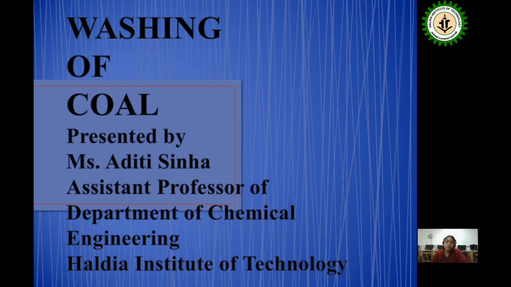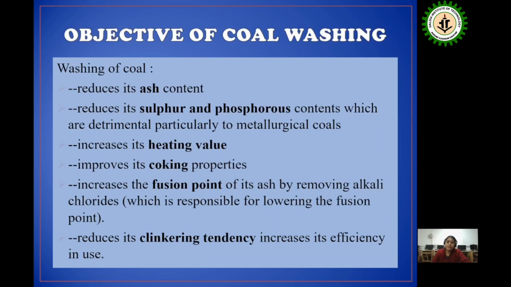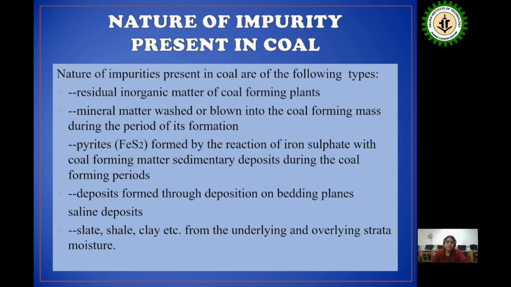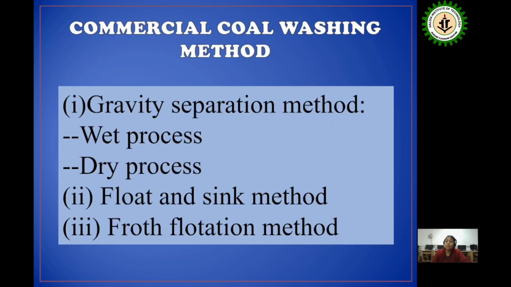Because as we know that calorific value is an important parameter that is determined in coal. So to increase the calorific value, reduce the clinkering tendency, increase the heating value, we have to remove these impurities from the coal so that we can have the best quality of coal. Under these impurities, we have already gone through the objectives, the nature of the impurity present in coal, objective of the coal washing, and types of commercial coal washing method in the previous class. Just a recap of it.